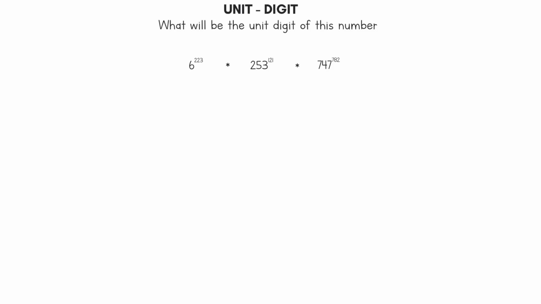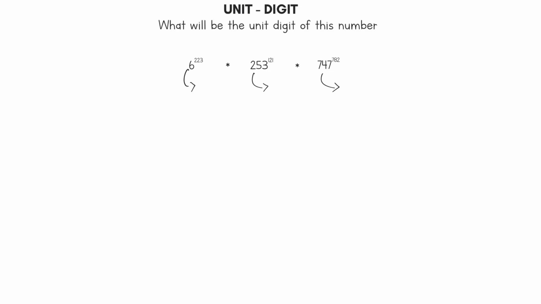You'll find the individual unit digit. You'll find first the unit digit of this, then the unit digit of this number and this number. Multiply the three to get to the unit digit of this big number. Okay, as we can visualize, 6 multiplied 223 times, 253 multiplied 121 times, and 747 multiplied 782 times. How big will this number be if I multiply all of them with each other? What is the unit digit of this number?